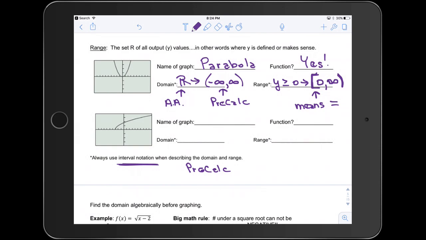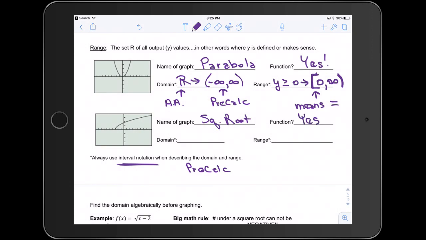So let's do this one down here. Name of the graph. Folks, this is a square root function, and the reality is there isn't a fancy name for it, so I call it a square root function or square root graph. Okay? And again, you dealt with these a ton last year or whenever you took your advanced algebra, so we're just reiterating what you already know. Is this a function? Yeah, if you apply a vertical line test to that, it's going to pass, so yes, it's a function. What is the domain?